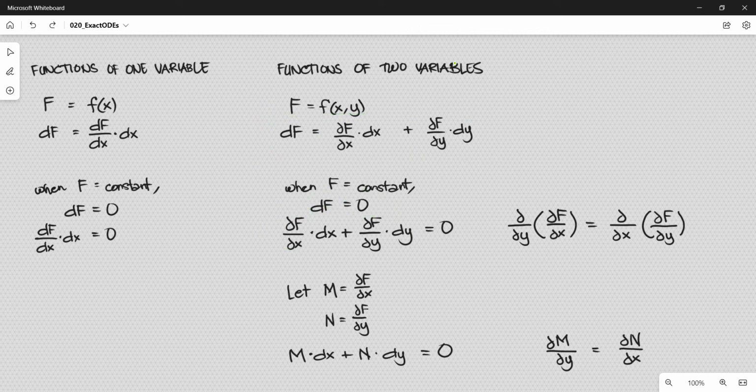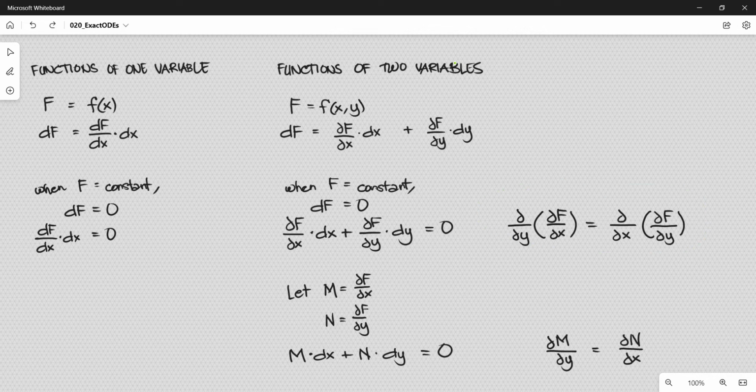Okay? And itong equation na to, ang tawag sa mga ganyan ay exact differential equations. Hindi ko actually alam kung bakit exact yung tawag. Pero, ayun, yun yung tawag nila eh. Exact ordinary differential equations.